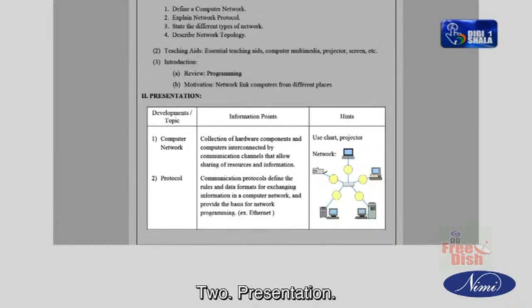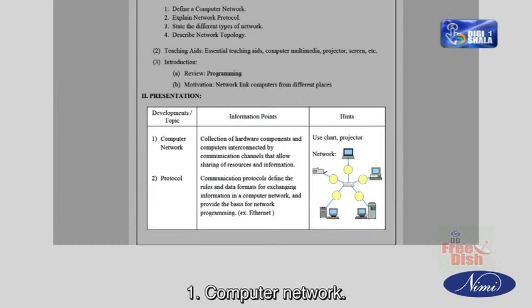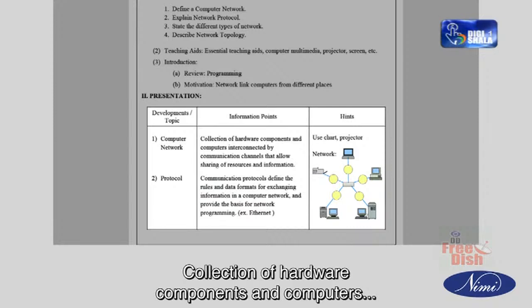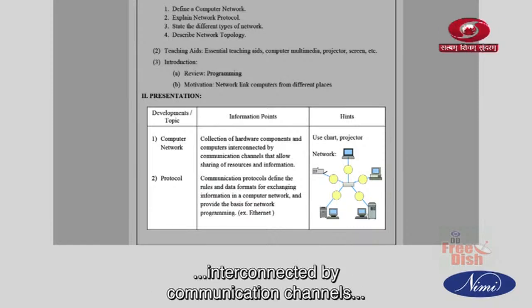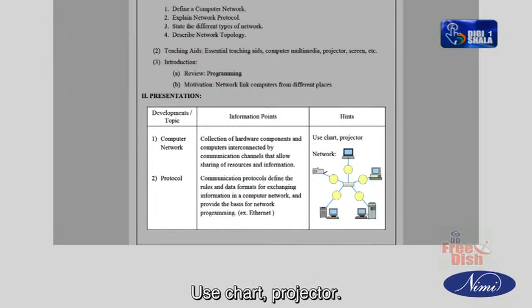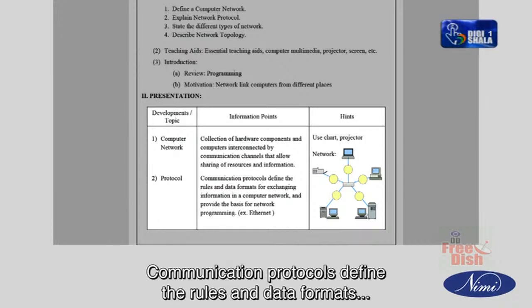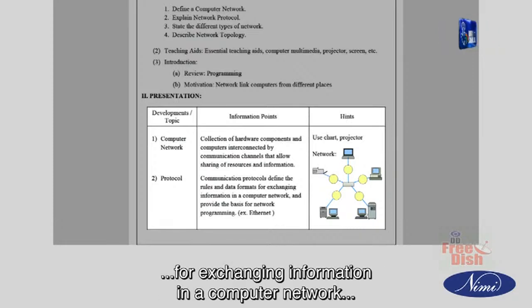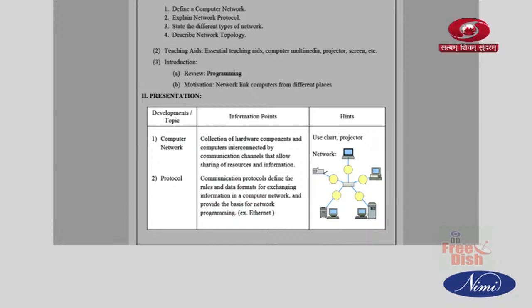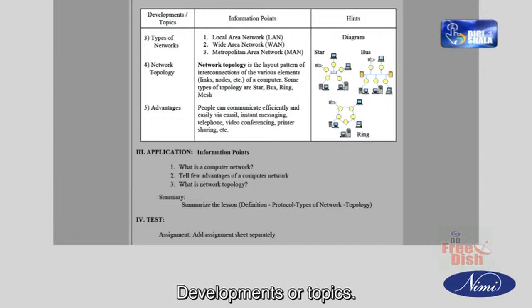2. Presentation. Developments or topic. Information points, hints. 1. Computer network: a collection of hardware components and computers interconnected by communication channels that allow sharing of resources and information. Use chart, projector. Network. 2. Protocol: communication protocols define the rules and data formats for exchanging information in a computer network and provide the basis for network programming.